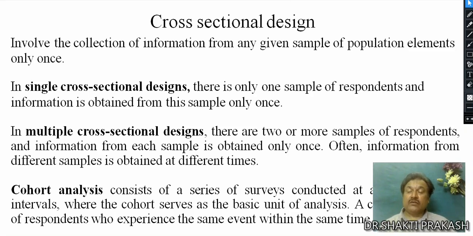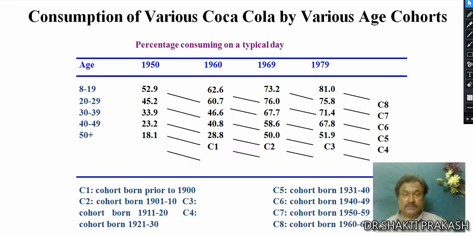So one example is cohort analysis. With the example you will get it much better. The example of Coca-Cola, by various ages. On one side is the age group, and this is your percentage. In the 1950s and different years, different decades, it shows the consumption on typical days of the customers of Coca-Cola in various ages.